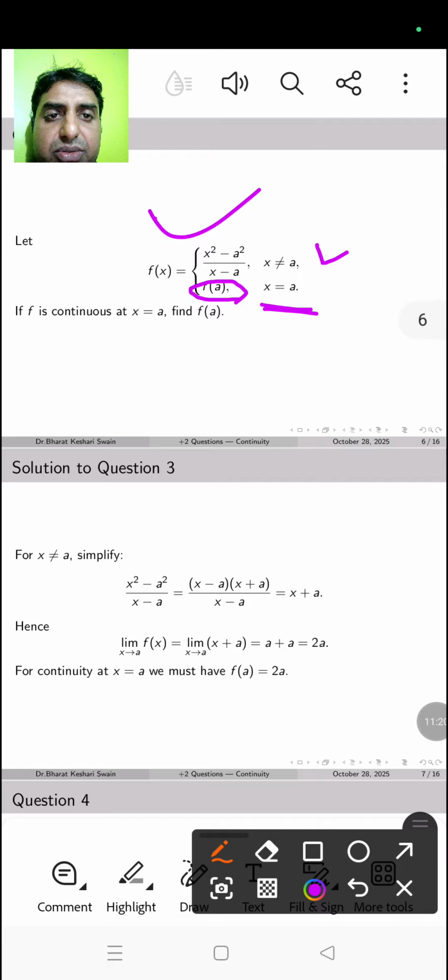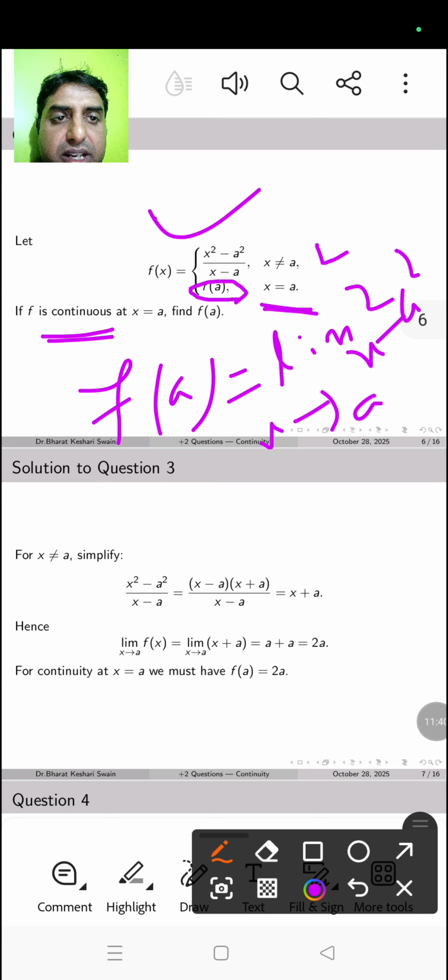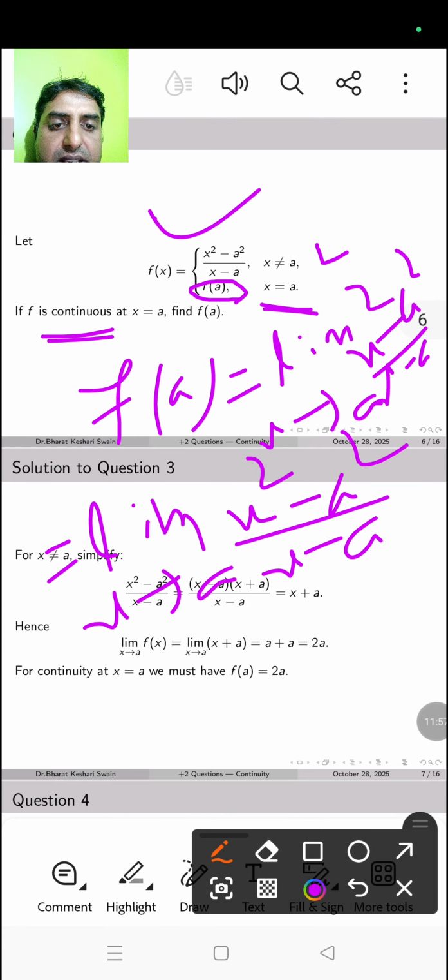Okay, because f is continuous, the functional value we have to determine must be equal to the limiting value. And what is the limiting value? Limit x tends to a, since at a we have to find. So that's why limit x tends to a of (x square minus a square) divided by (x minus a), is not it? And there is a formula, if you remember, that limit x tends to a of (x to the power n minus a to the power n) divided by (x minus a) is equal to what?